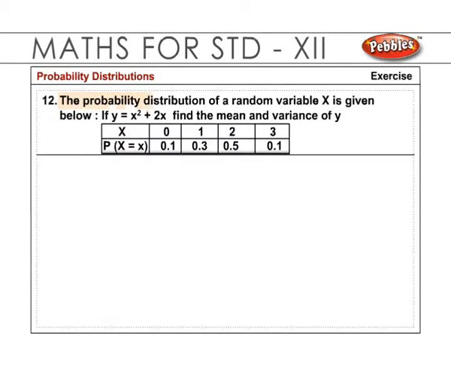The probability distribution of a random variable x is as given below. If y equals x² + 2x, find the mean and variance of y.